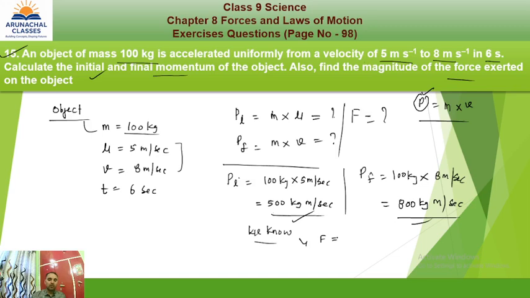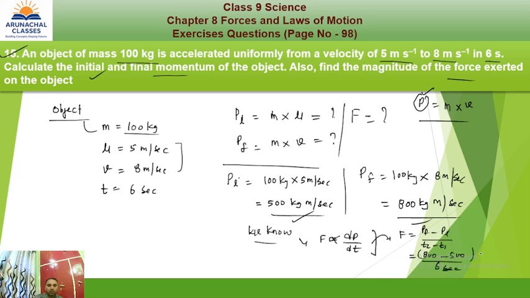We already have the equation from Newton's second law of motion: the external force acting on the object is directly proportional to the rate of change of momentum with respect to time, dp upon dt. So it can be written as F equals dp, meaning final momentum minus initial momentum, divided by dt, meaning the time t2 minus t1. If you put in the values, final momentum is 800 and initial momentum is 500. t2 minus t1 is directly given as 6 seconds.